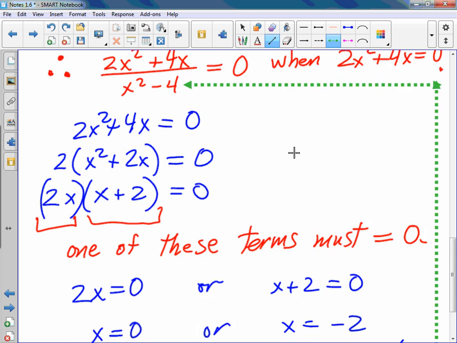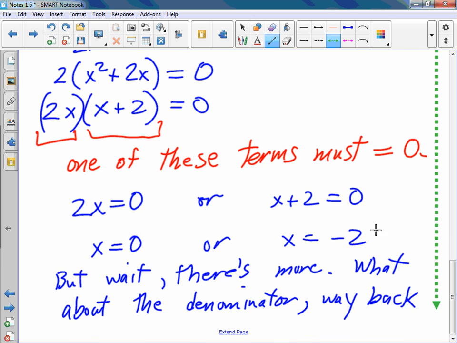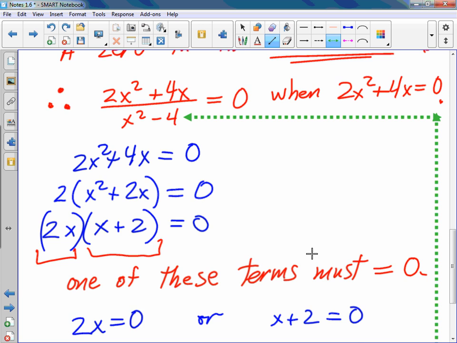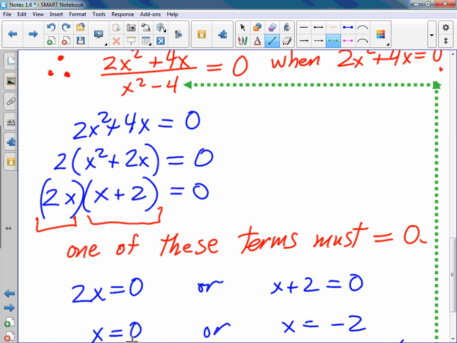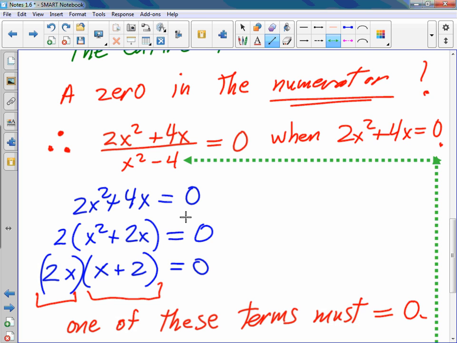Negative 2. Okay? Think about negative 2 right here. Well, you can think about 0 too, but 0 doesn't scare me. When you put in 0, what's going on here? When you put in 0.